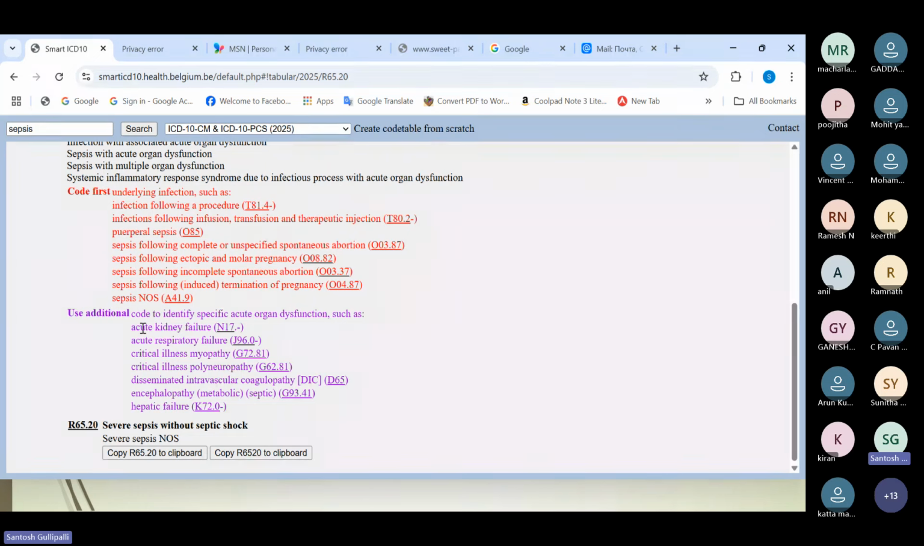So there is no documentation of the source of sepsis, like following a procedure, infusion, blood transfusion, pregnancy, or puerperal, or nothing. Only the physician documented simply severe sepsis. So that time you can give the first code as sepsis A41.9, and you can give an additional code for R65.20. So for severe sepsis, by default 2 codes are required.